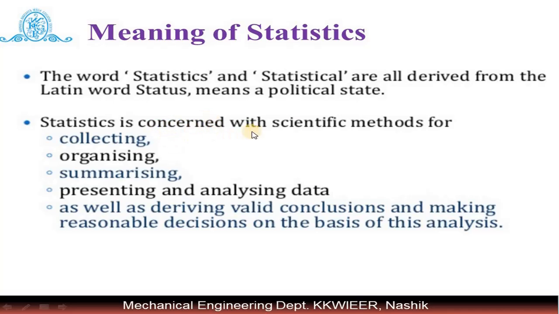Statistics, in concern with scientific methods, involves collection of numerical data of manufacturing, then organizing that data as per requirement, maybe in ascending or descending order, or as per the type of statistical method we'll be using. Then all the collected data is summarized with the required data, and the summarized data is analyzed and presented. Presentation of this data may be in graphical form or in a flow chart pattern, as well as deriving valid conclusions and making reasonable decisions on the basis of this analysis.